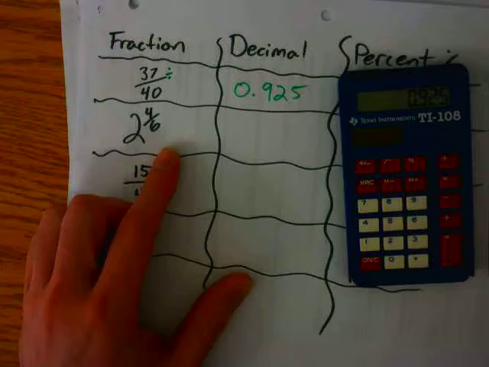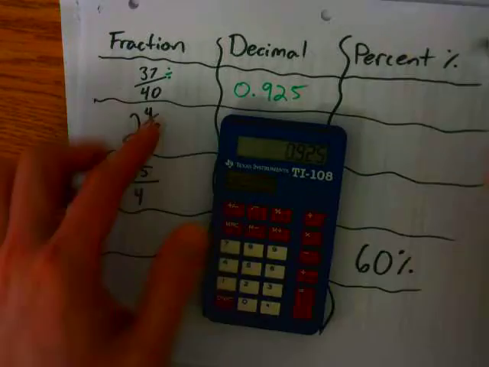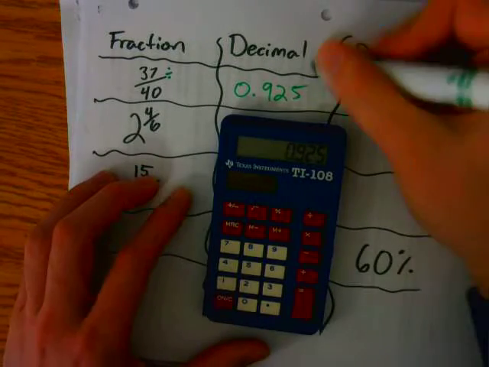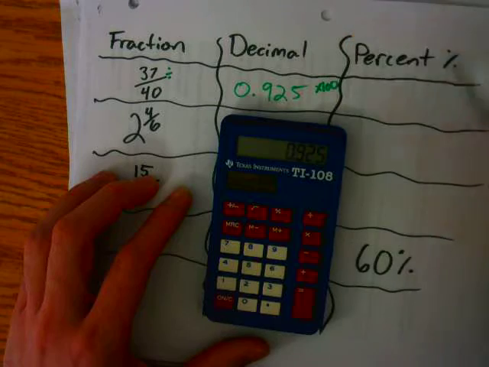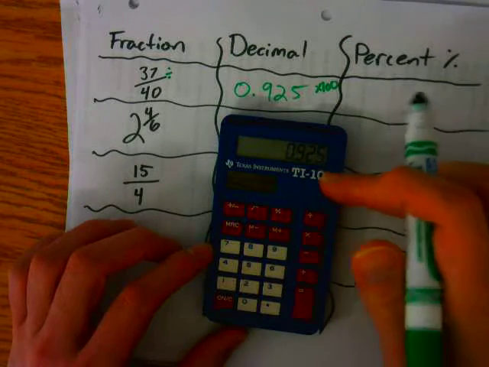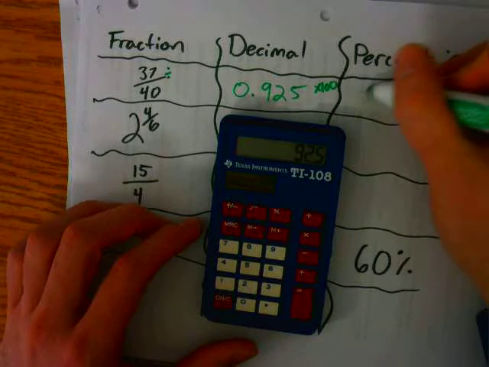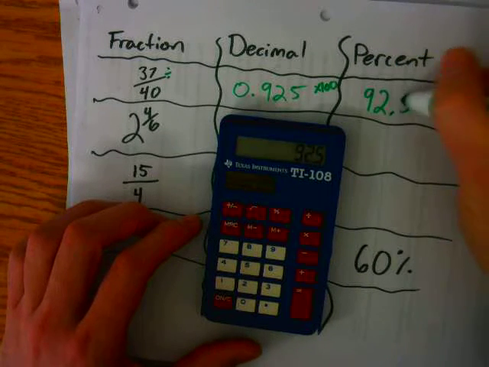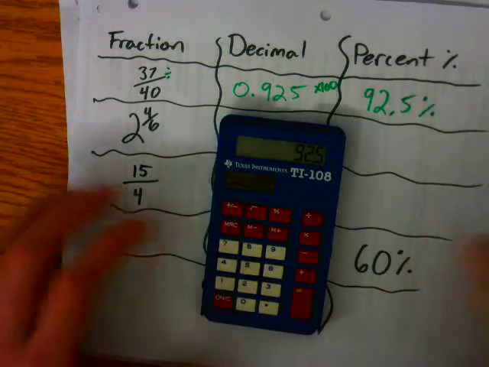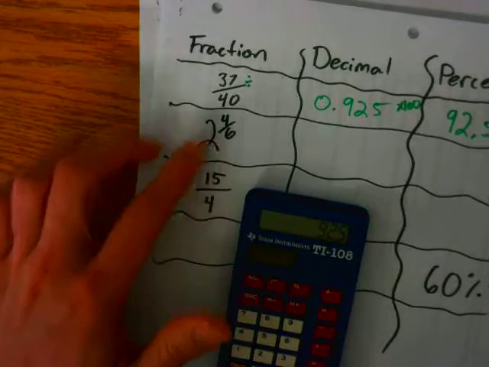0.925. And now to figure out a decimal to a percentage, all we have to do is times it by 100. So take our number 0.925, times that by 100, and that gives us 92.5%. Moving on to a mixed fraction here, we have 2 and 4/6.